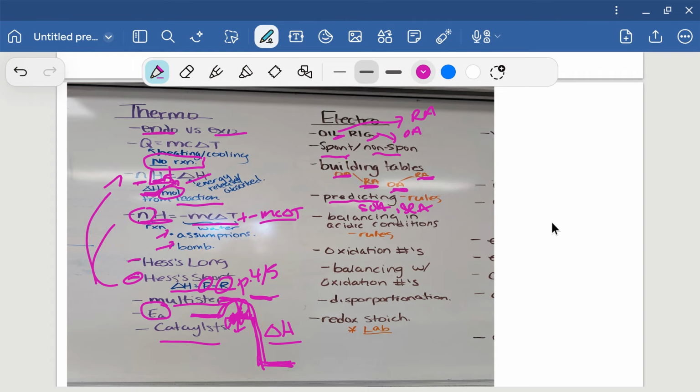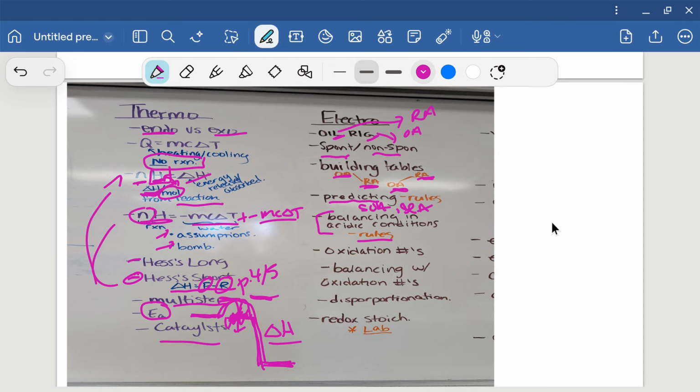If you have to balance in acidic conditions, there are a set of rules. So you write out half reactions and then you follow those rules. So like balancing everything other than oxygen and hydrogen, adding in water, adding in hydrogen ions, adding in electrons, and then going from there.